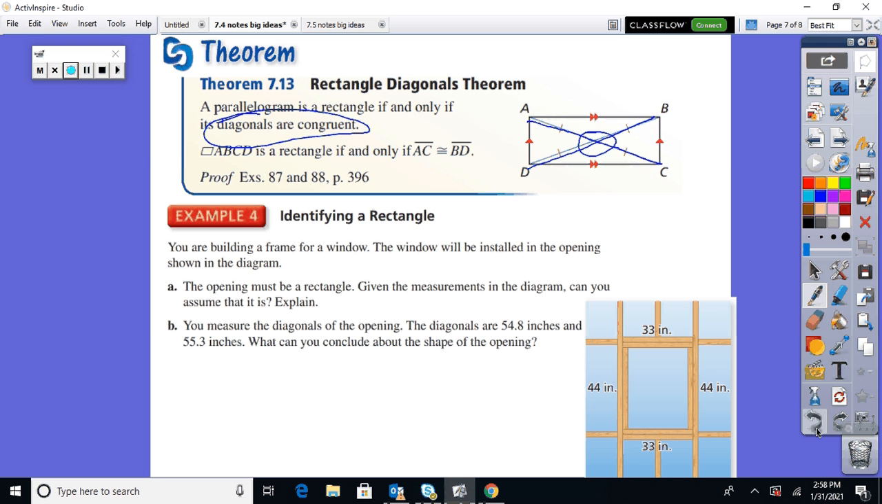All right, example 4. You're building a frame for a window. The window will be installed in the opening shown below. The opening must be a rectangle. Given the measurements, can we assume that it's a rectangle? So if I just look at this, I got 44, 33, 44, 33. Is that enough to say that it's a rectangle? Unfortunately, no, right? Because parallelograms have their opposite sides congruent. And that's really all we got right now. We know that the opposite sides are congruent. We can't judge by, man, it looks like it, but based on the measurements, we don't know enough about it. We know it's a parallelogram, but that's all we know. So we'd have to say, no, we need more info.